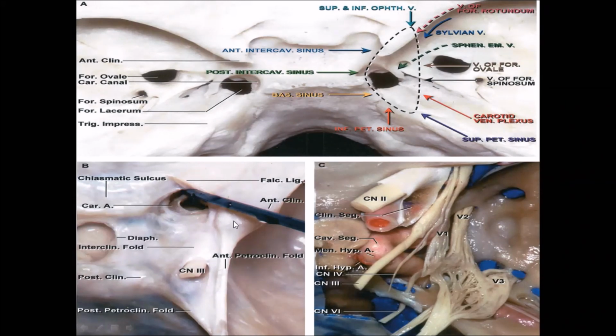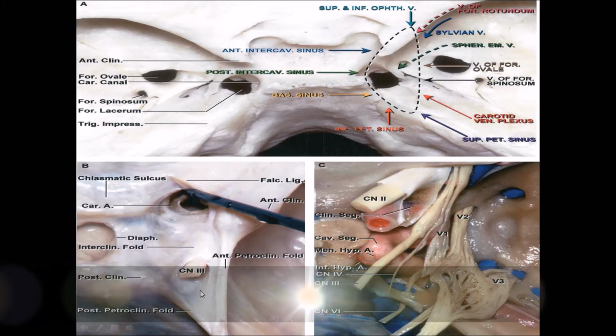So the anterior clinoid process and the petrous apex, that is the anterior petroclinoid fold, and the posterior clinoid process and the petrous apex, that is the posterior petroclinoid fold, and the interclinoid fold is between the anterior and the posterior clinoid process. This is called the oculomotor trigone or oculomotor triangle, where the third nerve, the oculomotor nerve, enters into the roof of the cavernous sinus. So this is an anatomy showing the roof of the cavernous sinus.